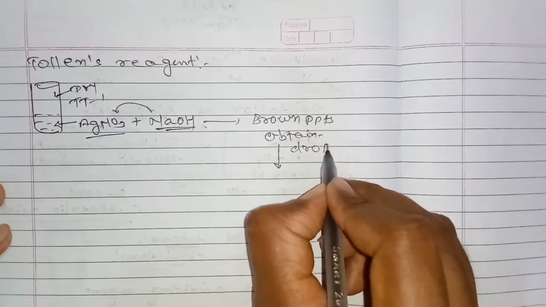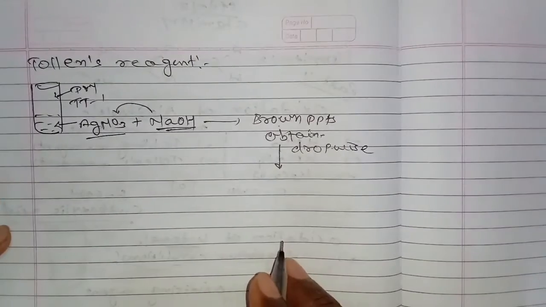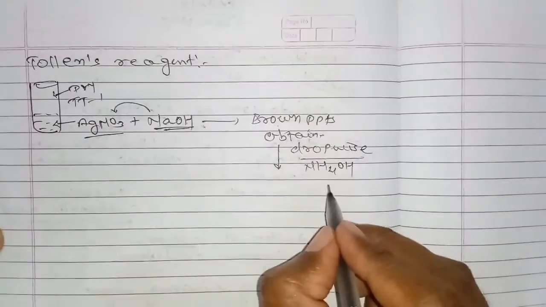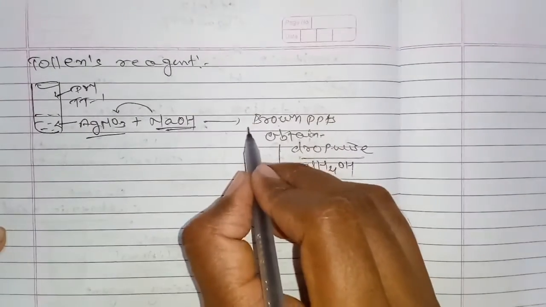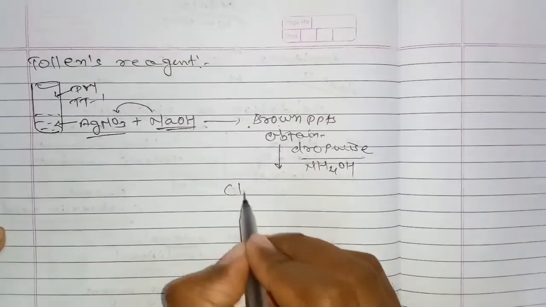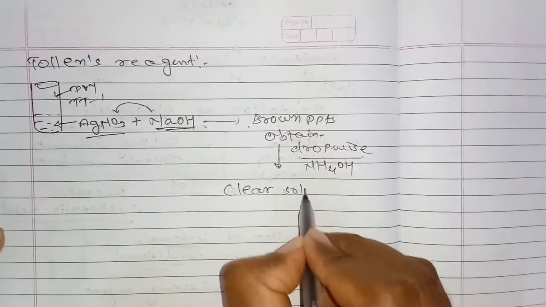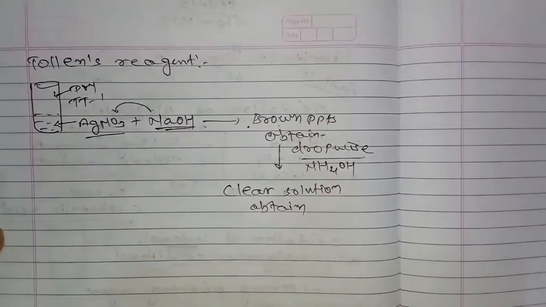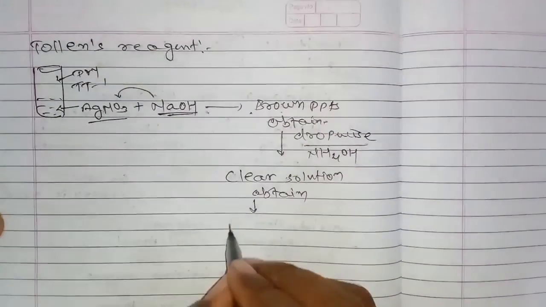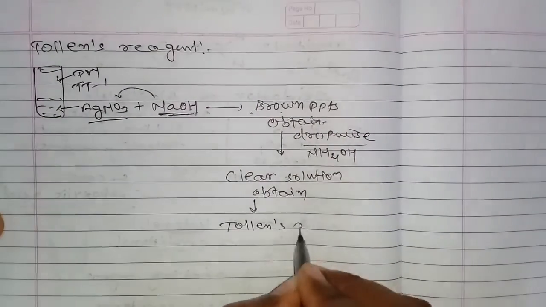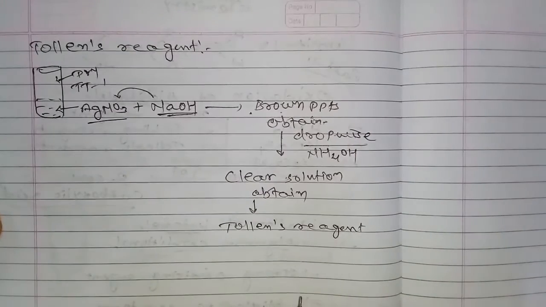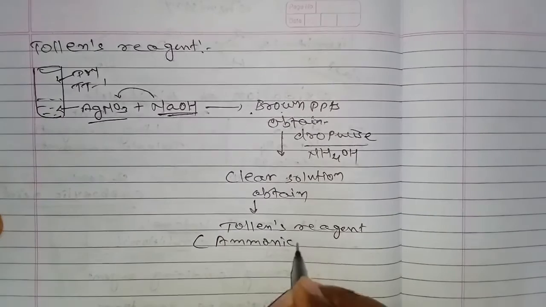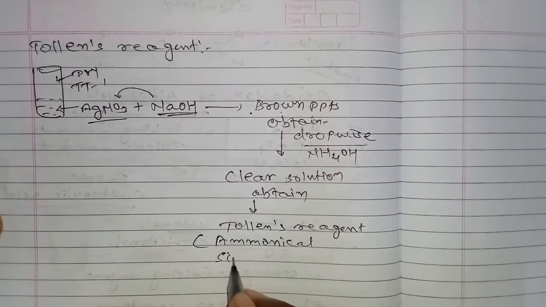In the next step, on dropwise addition of ammonium hydroxide solution, the brown precipitate dissolves and a clear solution is obtained. This clear solution is our Tollen's reagent, and its name is ammoniacal silver nitrate solution.